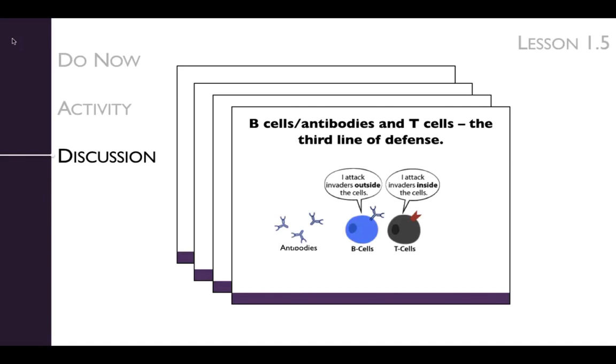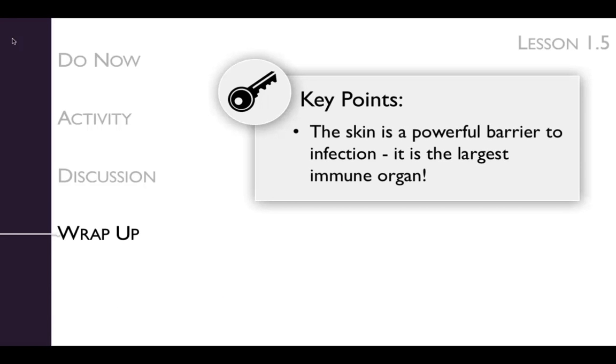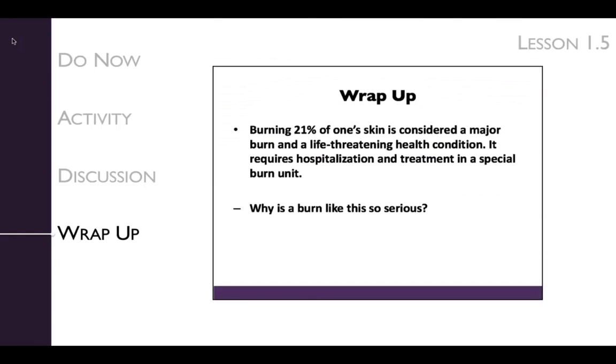Please note that the slides for complement and phagocytes contain an embedded video clip, and you'll want to confirm that they play properly on your computer before using it in class. The key point of the lesson's wrap-up is to emphasize that the skin is a powerful barrier to infection. It is the largest immune organ. We'll get there using a clinical scenario and question to emphasize the importance of the skin as a barrier to infection.